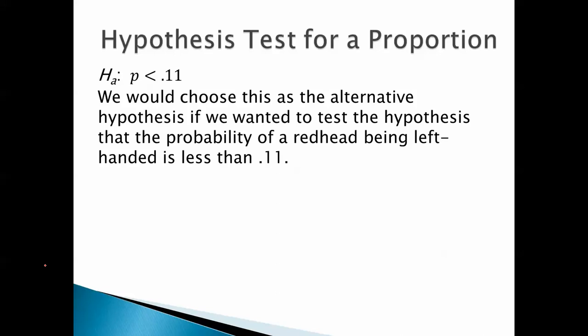P is less than 0.11. We would choose this as the alternative hypothesis if we wanted to test the hypothesis that the probability of a redhead being left-handed is less than 0.11. Not what we have here.